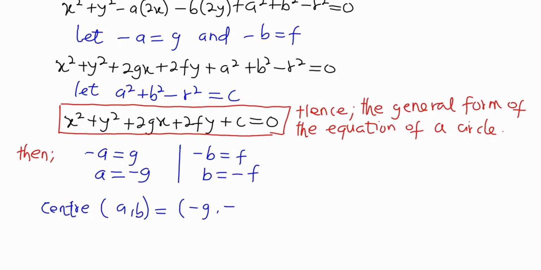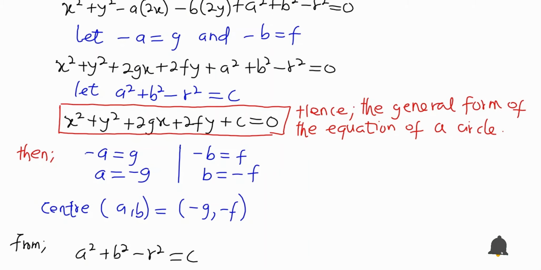Good. So this is when we are using the general form of the equation of a circle. Using the general form, its center is negative g, negative f. And then the radius, remember we also said that a squared plus b squared minus r squared should be equal to c. So that is from that. So we can also quote from a squared plus b squared minus r squared is equal to c.